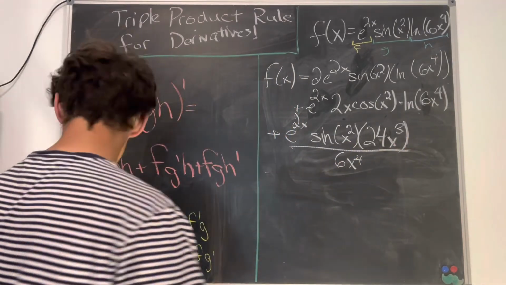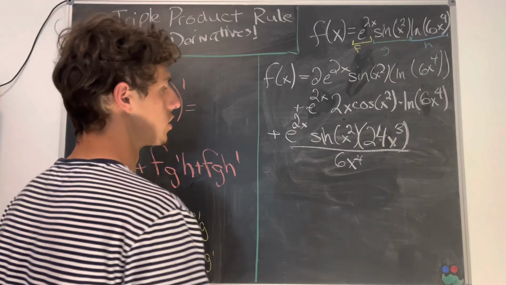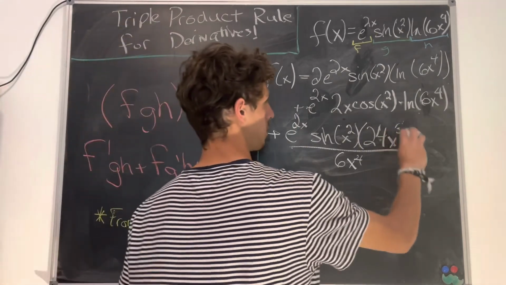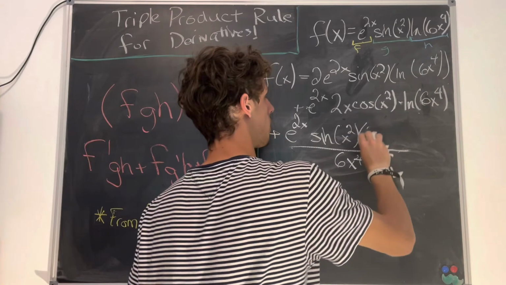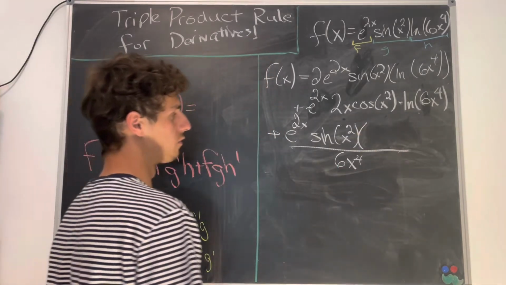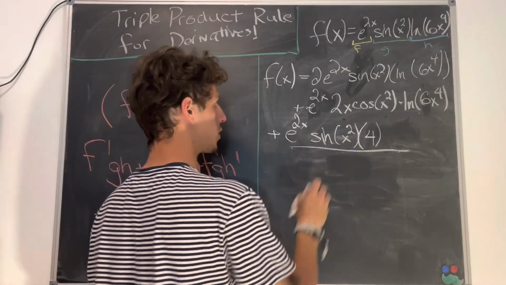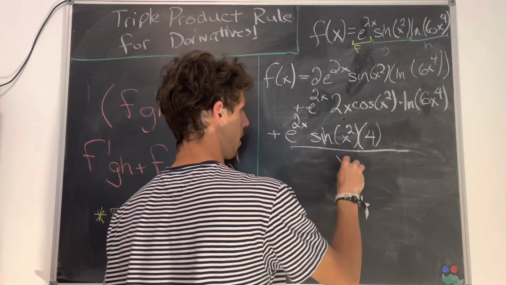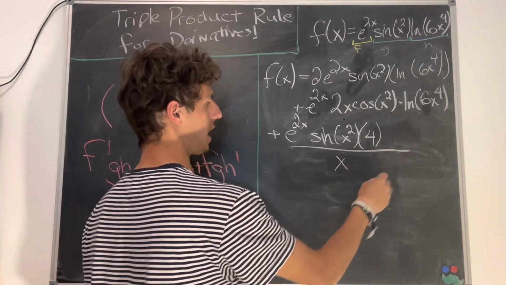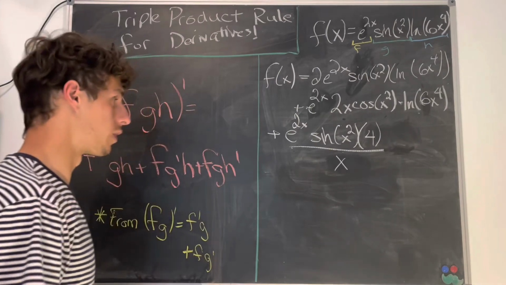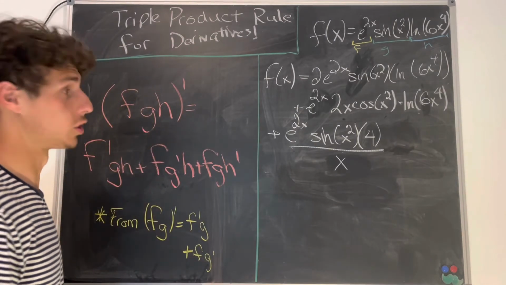But now this last term simplifies a little bit. This 24x cubed can be simplified down to just 4, because 24 divided by 6 is 4. And that means that this 6 also goes away, and we're just left with an x on the bottom here, because we had x cubed here and x to the 4th down here. So that's our last term for this triple product rule.